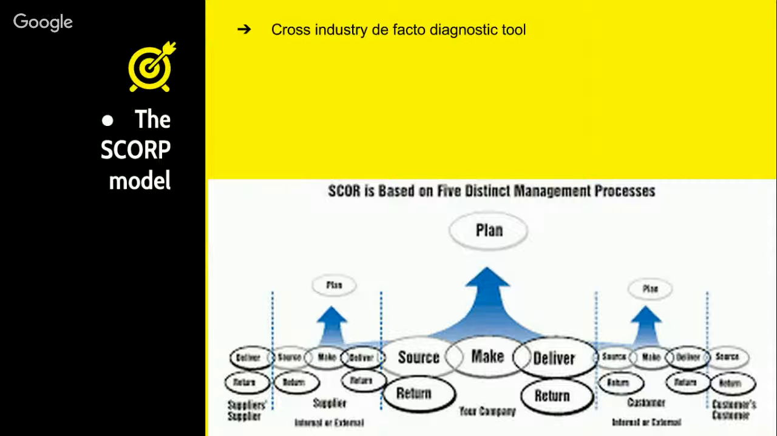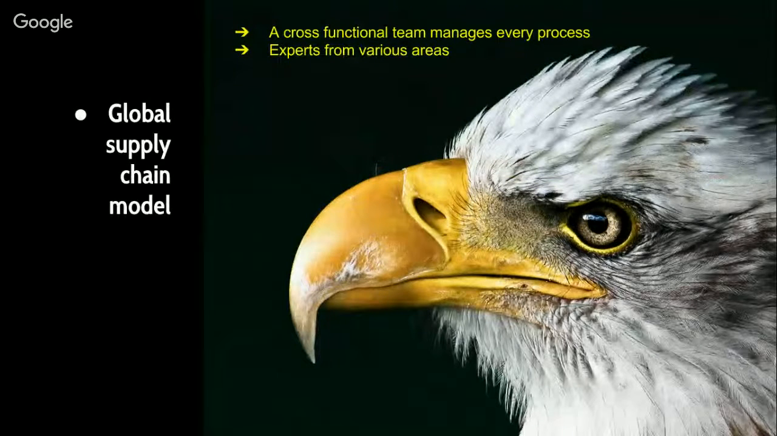In the global supply chain model, a cross-functional team is the one who manages every process, making sure everything is done correctly and in the right way. It also involves experts from various areas that make sure the process is successful.